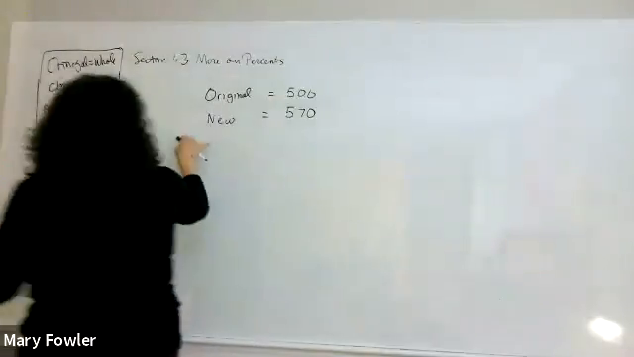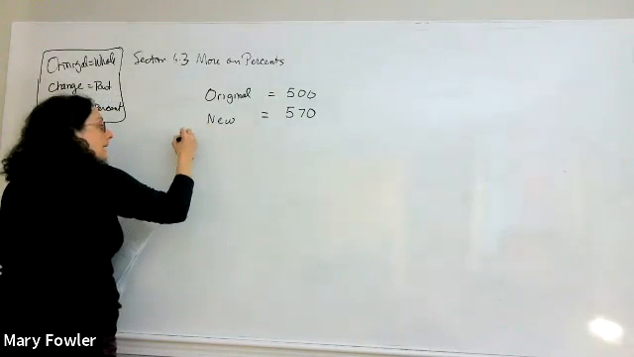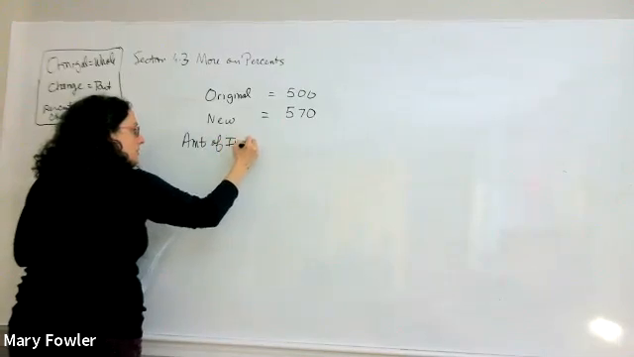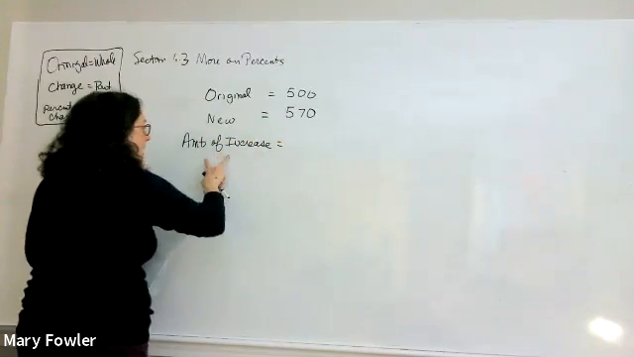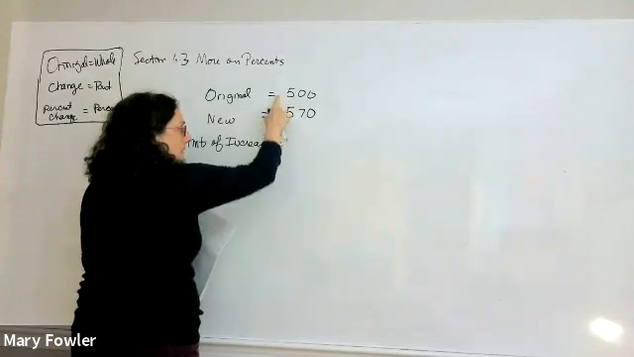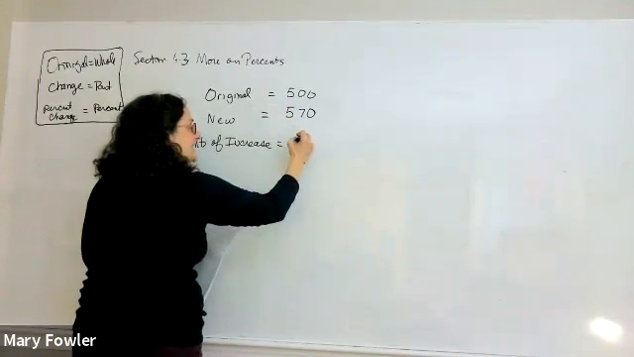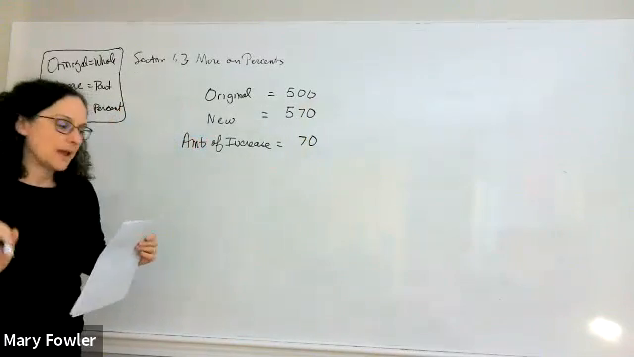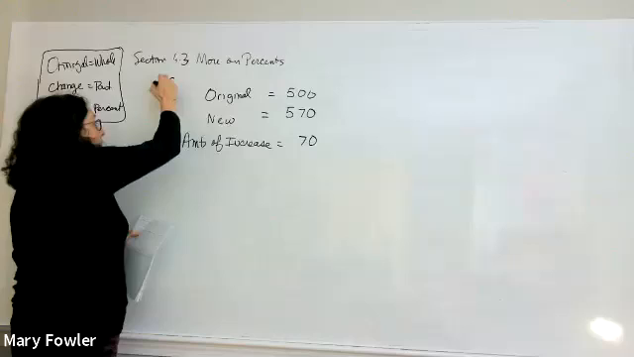So then the next thing I'm going to do is find the amount of increase. Okay, so the amount of the increase, how much did it increase? In this case, it increased $70, right? 570 minus 500, the amount of the increase. This is step one.